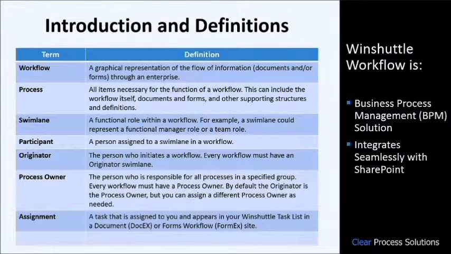So the originator is quite simply the person who actually started the form in the workflow, and the process owner sometimes is referred to as the originator, but can also be used as somebody else that manages your overall process. And then an assignment is just a task that is assigned to the person, and it shows up usually in your Winshuttle task list, and you'll see that you have an assignment such as approve capital appropriation request, or enter CRM system data, or go do any task that you would work within your process.